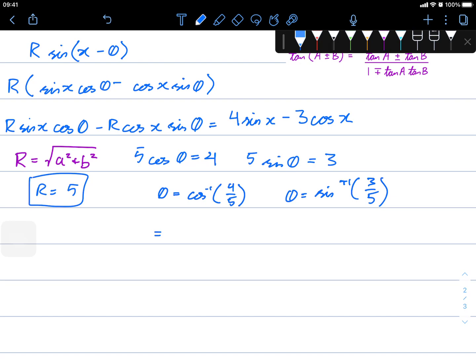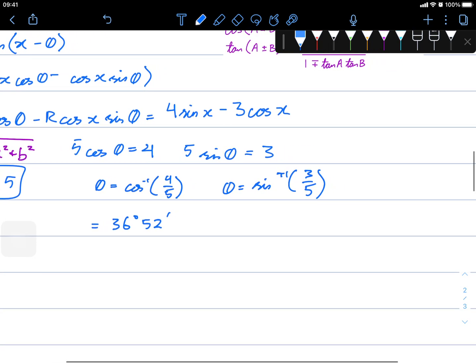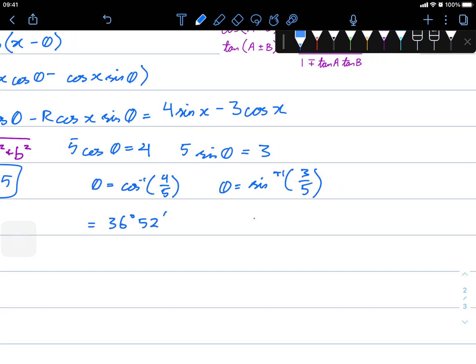Let's answer these. Inverse cos 4 over 5, I'm getting 36 degrees 52 minutes to the nearest minute. Just going to double check so that I don't need to check the second quadrant and fourth quadrant. I believe it's going to be in the first quadrant here, so I'm not going to check the fourth quadrant equivalent, not just yet. Let's check what this answer is. Inverse sine 3 over 5. And that's a match, 36 degrees, 52 minutes.